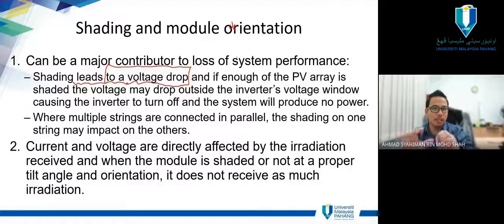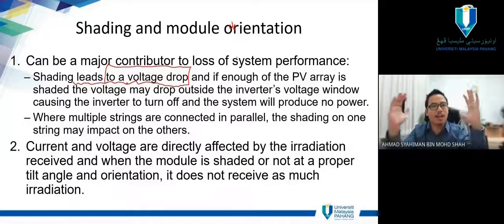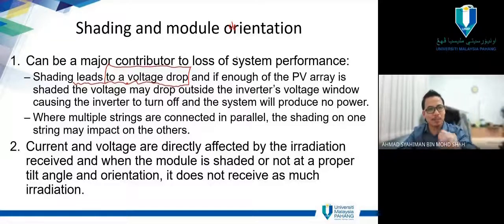So bila totally drop, dia akan kacau the whole operation lah. So total voltage untuk string tu pula akan drop. Worst case dia drop daripada 30 volt terus drop, sebab ada blockage, obstacles on the modules ataupun from the shading, the whole string tu akan drop. Bila the whole string akan drop, dia akan effect kat mana? Inverter voltage window tadi tu.